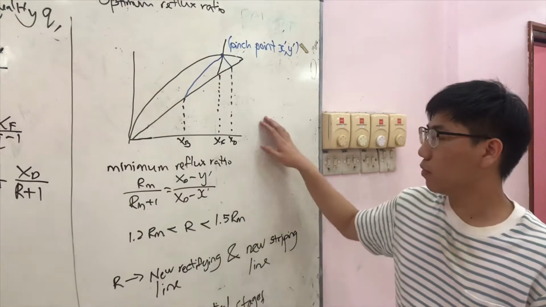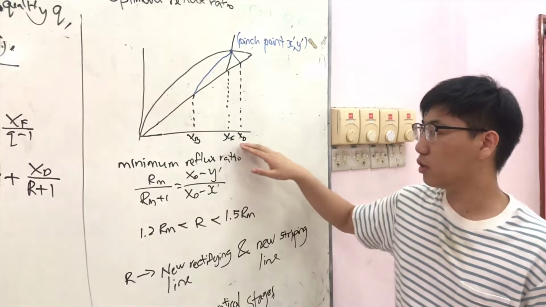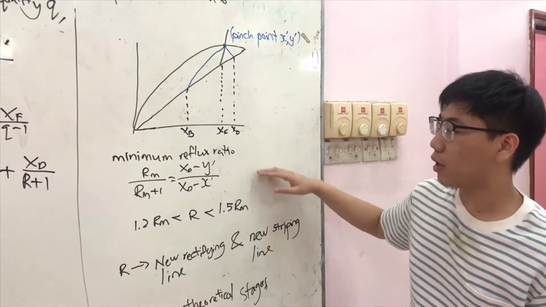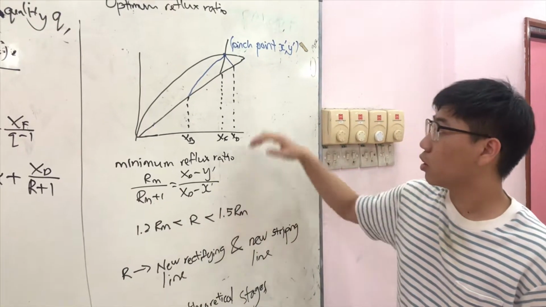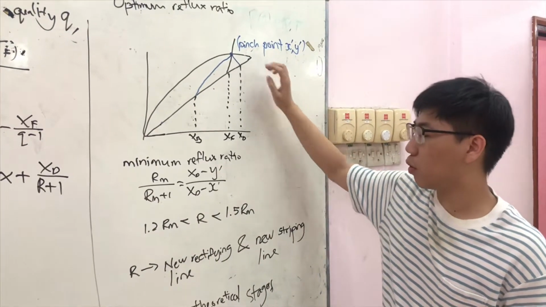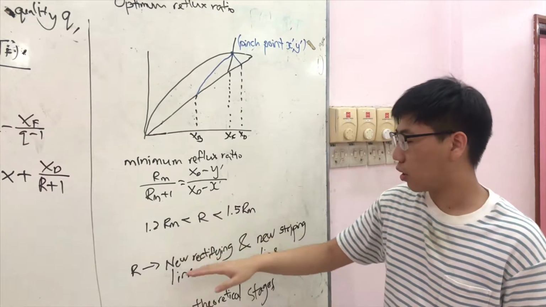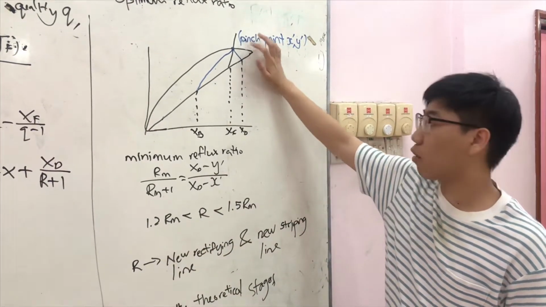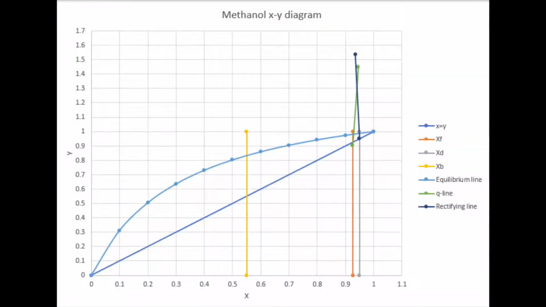For our problem, xF is near xD. After calculating our minimum reflux ratio, the intercept point of the R and q line is out of the equilibrium curve, so we cannot calculate the number of theoretical stages.